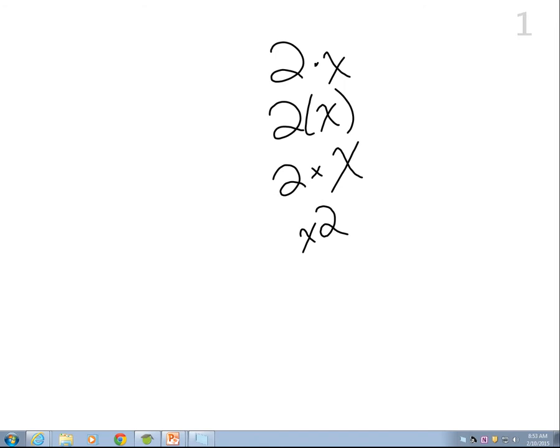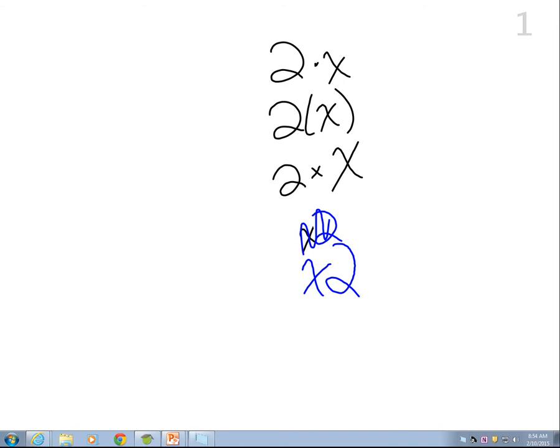X times x? Oh, sorry. Yeah, I see what you're saying. That's not supposed to be an exponent. Can I do that? Will it be the same thing? No? This is not supposed to be an exponent. There. Will that work? Amel?